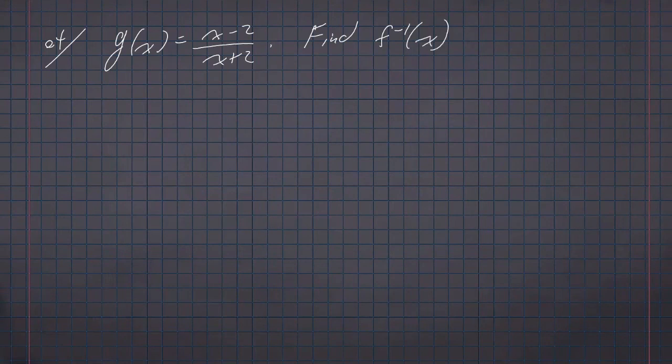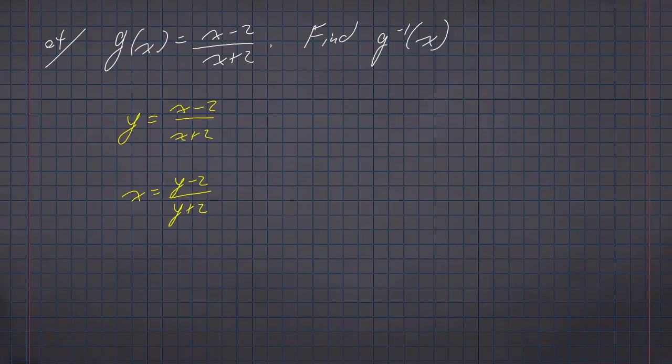All right. Something a little bit trickier. Let's take a look here at g of x is x minus 2 over x plus 2. And to find, this wouldn't be f inverse, it would be g inverse of x. We will employ the same strategy. Set y equal to g of x. Swap x and y. And solve for y.